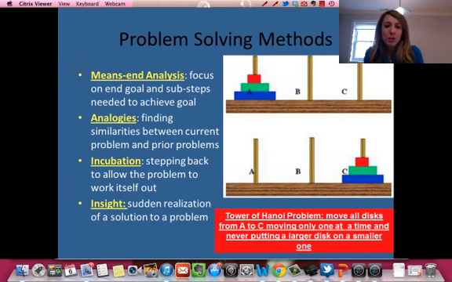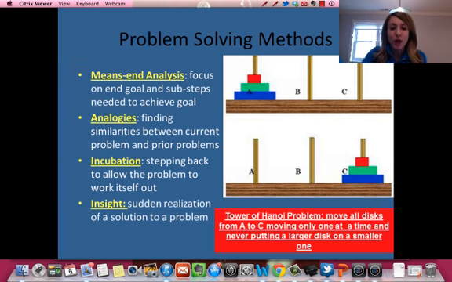All right, problem solving. So you have a means-ends analysis. This is where you focus on the end goal and the sub-steps needed to achieve the goal. Second one is an analogy, finding similarities between the current problem and a prior problem. Incubation is like stepping back from the problem and letting it work itself out in your mind. And then insight is when you suddenly have a realization of the solution. All of a sudden, it's the aha moment, the light bulb, right?